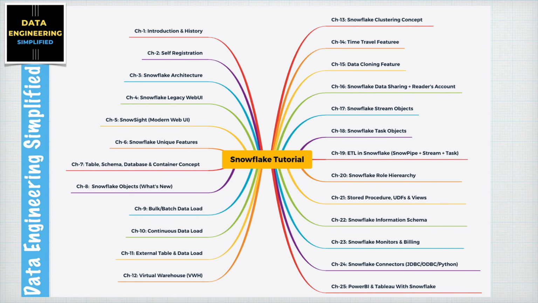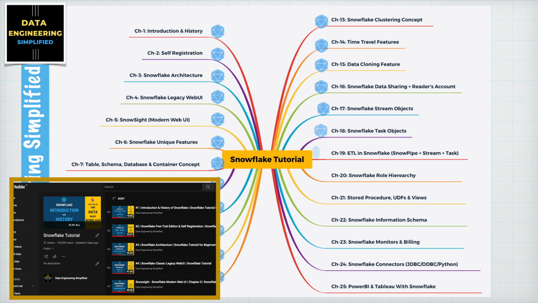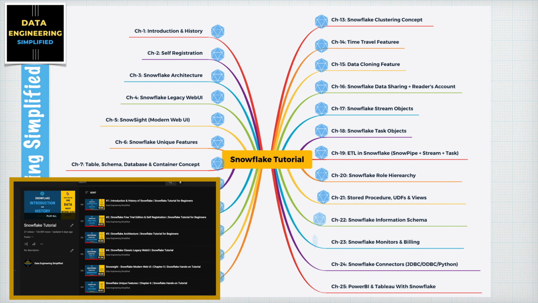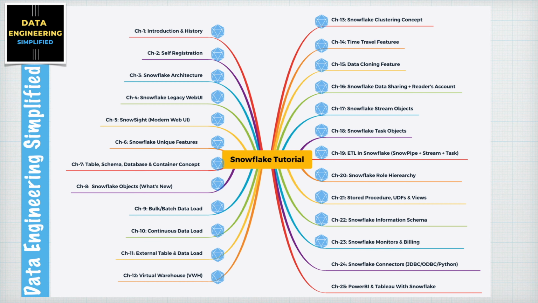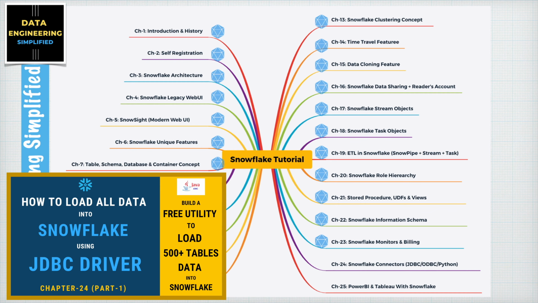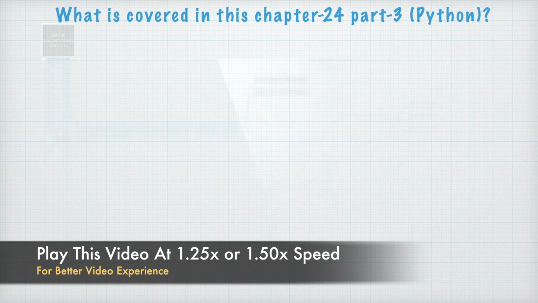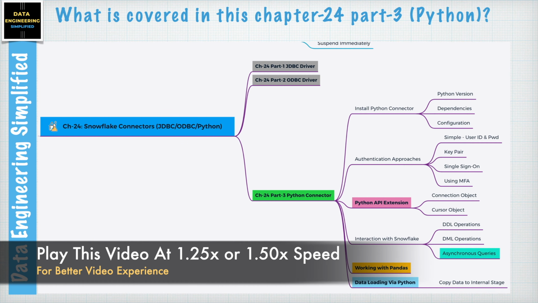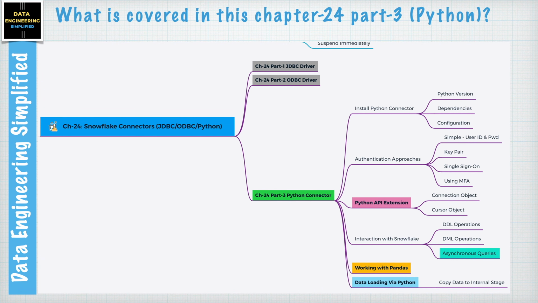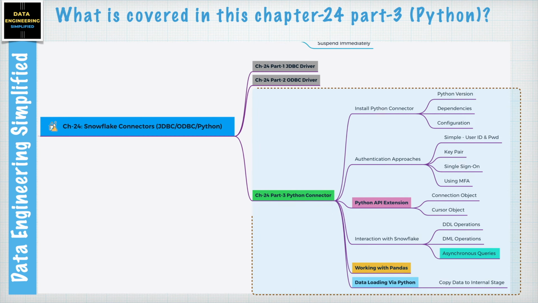The last 23 episodes in this series already covered history to architecture, data loading, micro-partition, time travel, cloning, stream, task, role and role hierarchy, stored procedures, functions, views, information schema, and many more important concepts including end-to-end ETL examples. We already covered JDBC and ODBC driver in part 1 and part 2 of this episode 24 respectively. And part 3 of this episode 24 will deep dive into Snowflake connector for Python and build a working knowledge about installation, dependencies, connection, and configuration parameters.